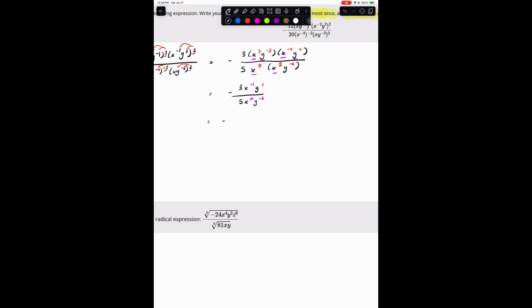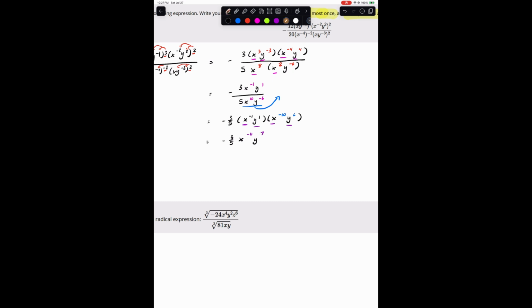I can now rewrite this as one line, so negative 3/5. And then what I want to do is take these and move them over, and I have to use the negative exponent law, because I'm going from denominator to numerator, so I have to flip the sign on the exponent. So my x to the negative 1 is the same, the y to the 1 is the same, but I now have x to the negative 10 and y to the positive 6. And now we can combine like terms. So you have x to the negative 1 plus negative 10, we get negative 11. And for our y's, 1 plus 6 is 7.